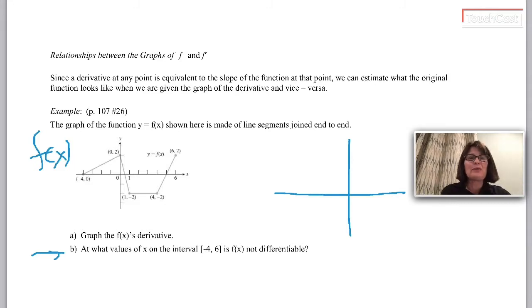Notice this is a typo. We should not have the word the here. Letter A should say graph f of x's derivative, or it could have said graph the derivative of f of x.